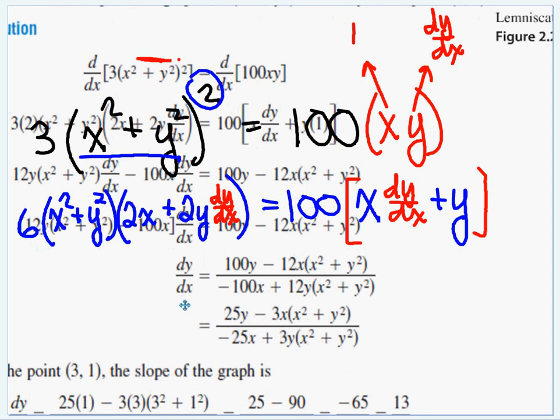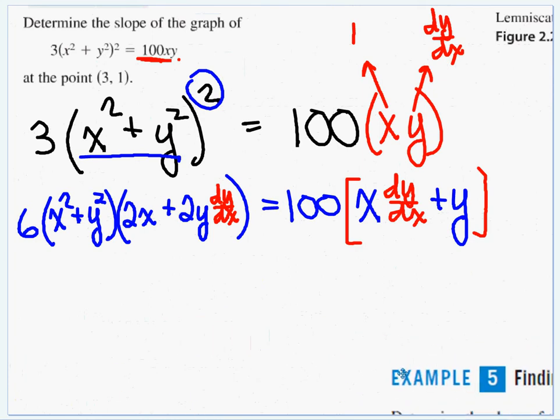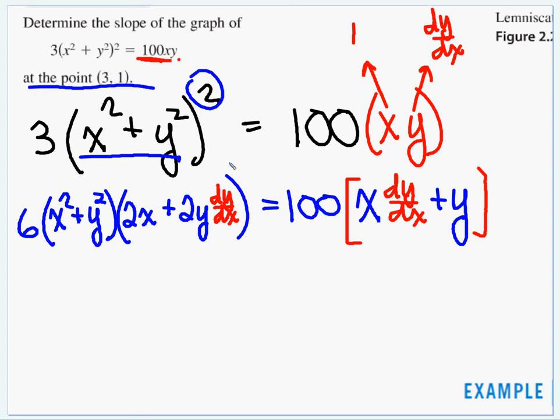That's a lot of work. That is a lot of chances to make simple algebraic mistakes. We would go through those steps if they told us to find dy dx, but they did say find the slope at this point (3, 1). So we're going to go through, replace all the x's with 3's, x equals 3, and all the y's with 1's, and see what happens.